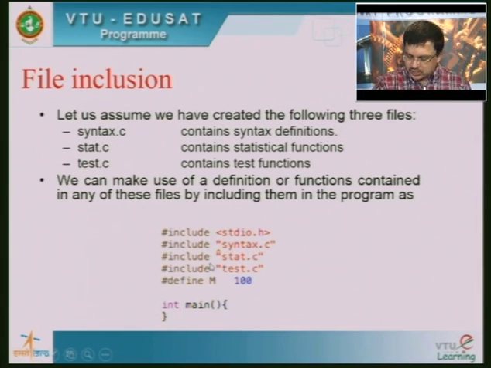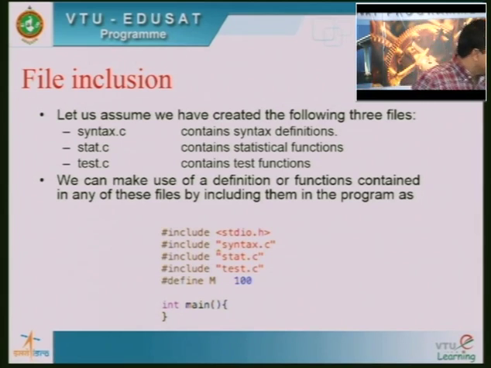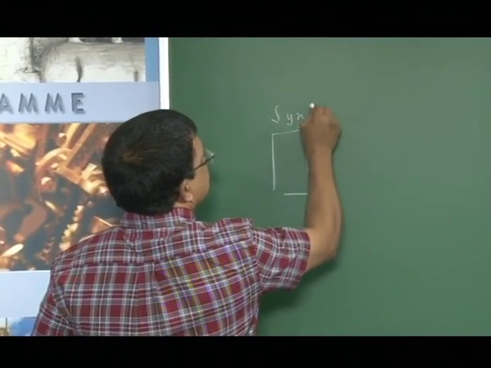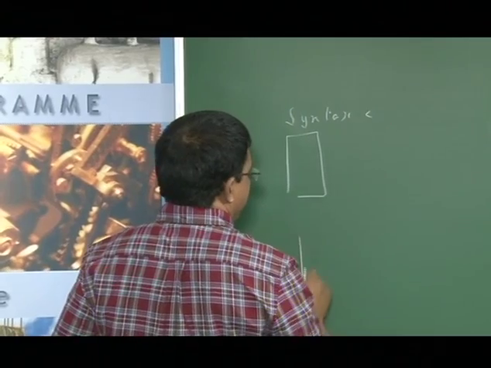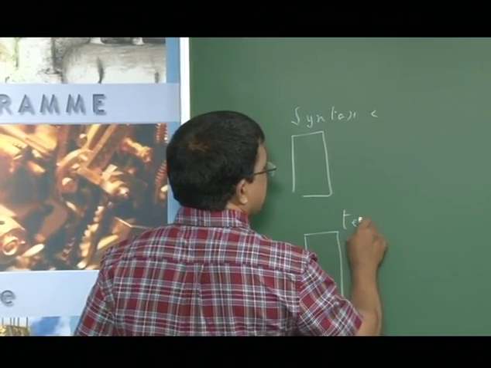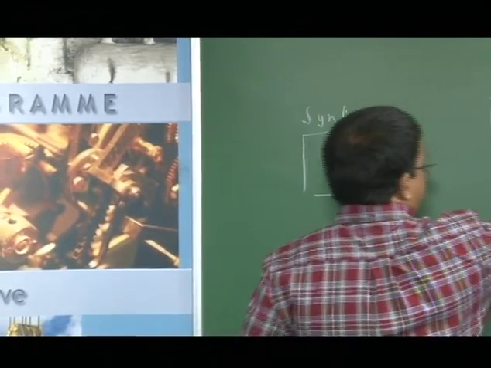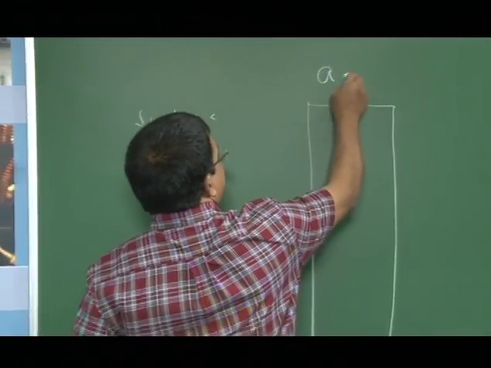It gets substituted into the file. We will see that once I get a chalk. So what I have here is syntax.c, test.c, and I have one more file. Let me not name it. So I have this file. Now let me call this a.c.